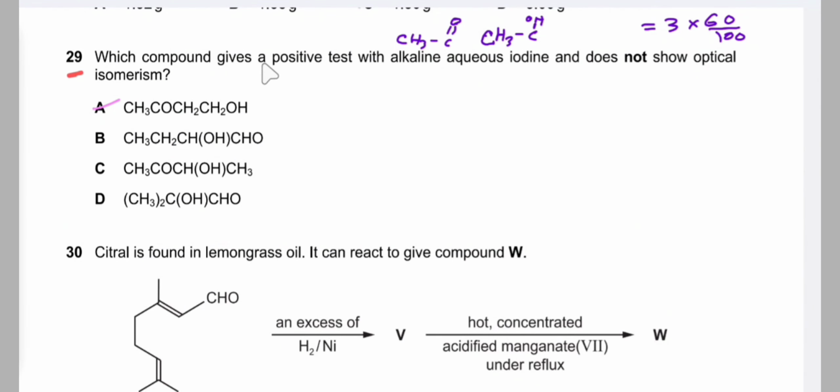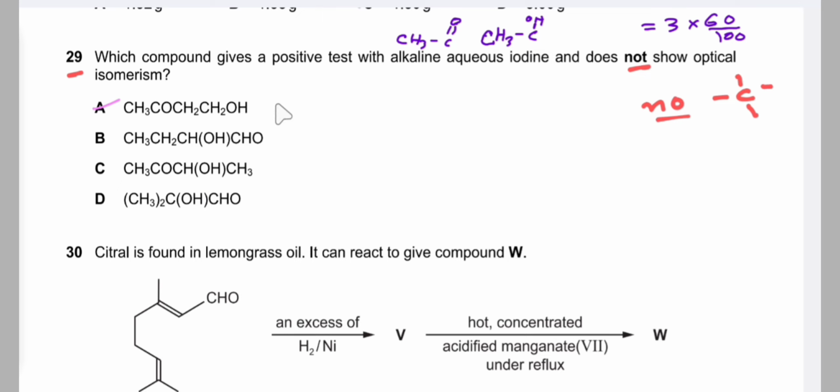Question 29. Which compound gives a positive test with alkaline aqueous iodine and does not show optical isomerism? As it produces a positive test with alkaline aqueous iodine, that means it contains a CH3CO group or a CH3CHOH group, and it does not show optical isomerism. That means there is no chiral carbon, and a chiral carbon is a carbon that is attached to 4 different groups.